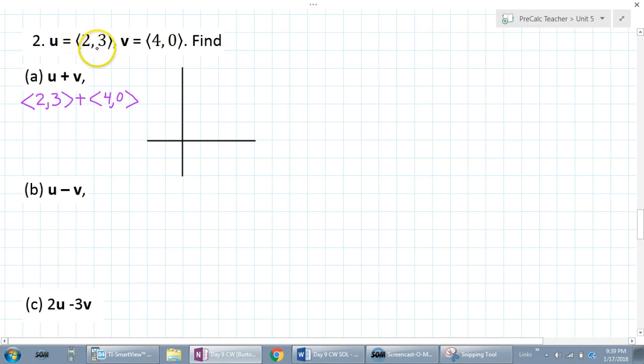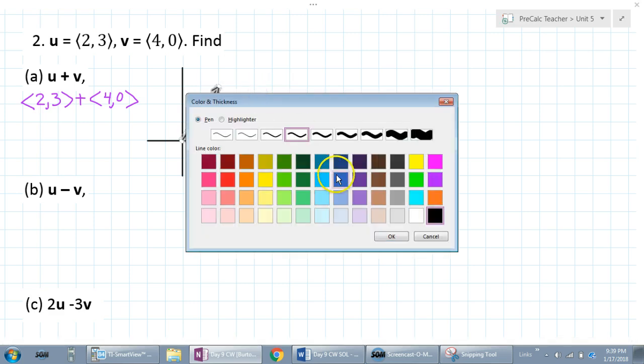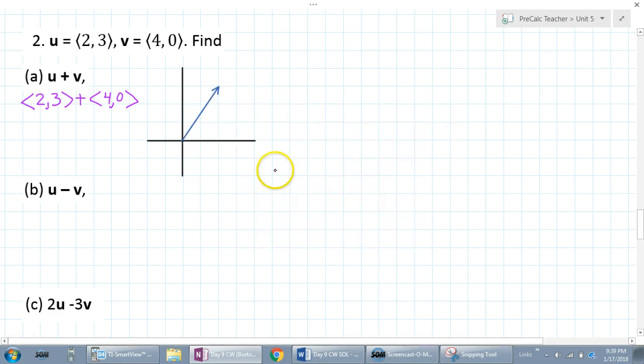Okay, so we have problem number 2. Vector u is 2, 3, and vector v is 4, 0. First, we need to find u plus v. Let's do it graphically first. Starting with vector u, which is 2, 3. In standard position, that's right 2 and up 3. So this is vector u. I'm going to make it blue. Okay, so there's vector u.